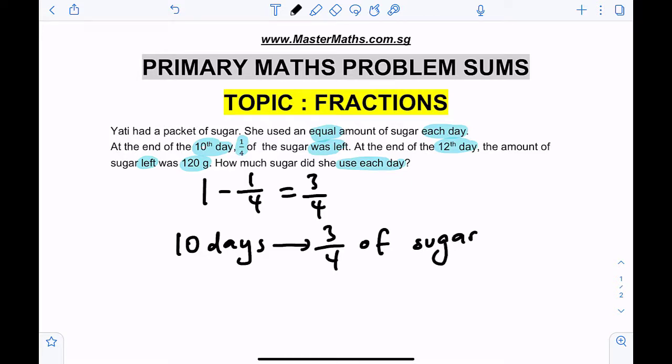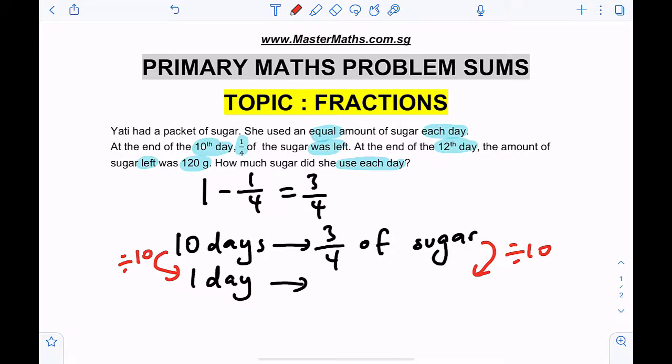So the question is, in 12 days, how much sugar would she have used? What is the fraction of sugar that she would have used, right? So in one day, what we'll do is we'll divide both sides by 10. So we'll take 10 divided by 10, that's how we get 1. We do the same thing for 3/4 as well. Alright, so 3/4, divide this by 10. Alright, we will get 3 out of 40 of sugar used per day.